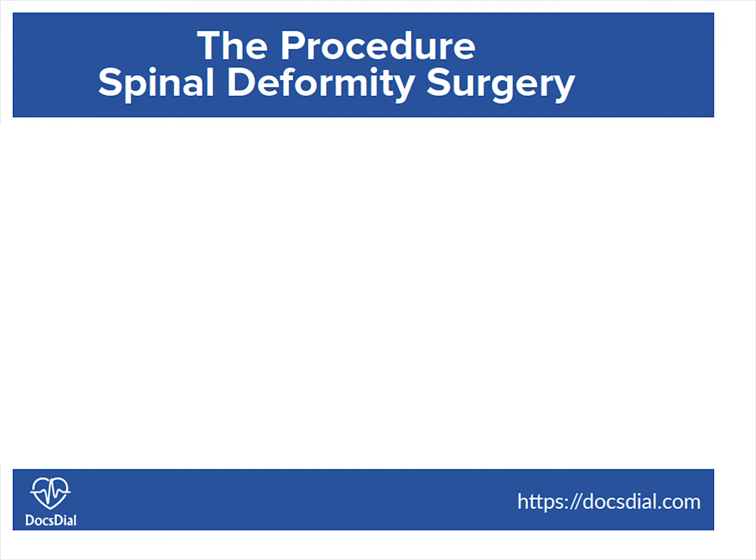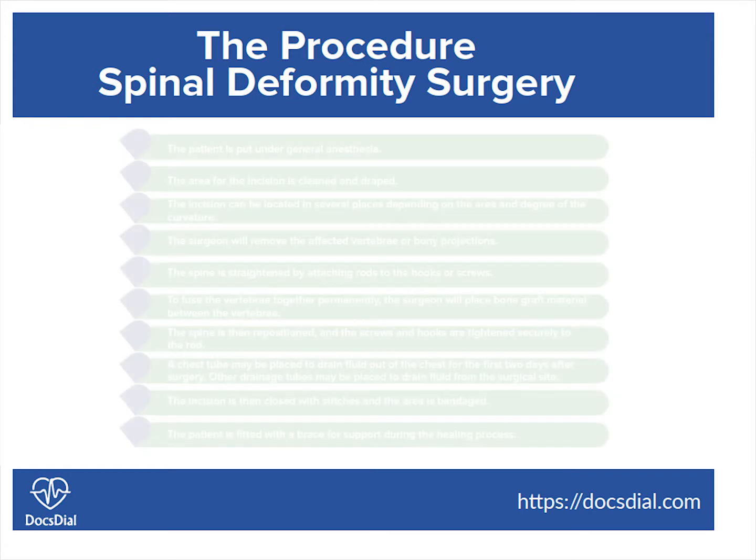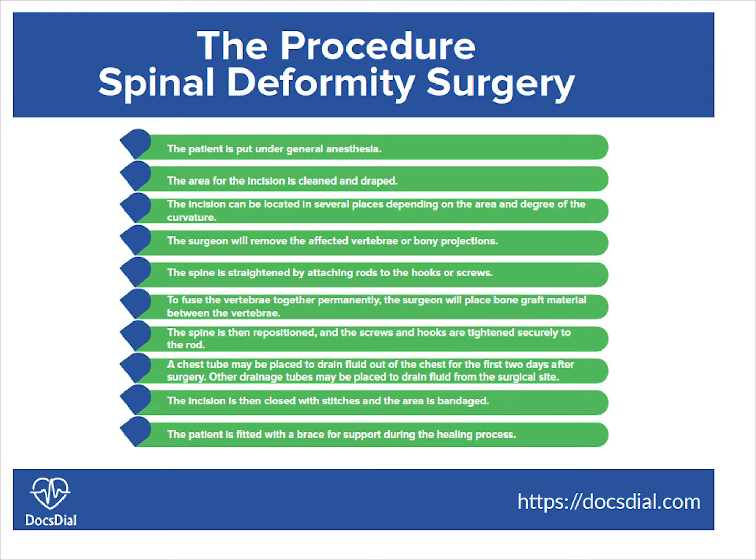There are some differences depending on the specific surgery, but for the most part, the steps are as follows. Step 1. The patient is put to sleep using general anesthesia and laid face down or on their side. Step 2. The area for the incision is cleaned and draped. Step 3. The incision is made by the surgeon and can be located in several different places depending on the area of the back that is affected and the degree of the curvature.